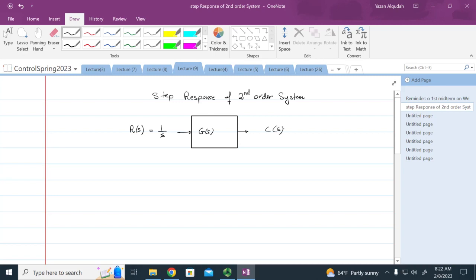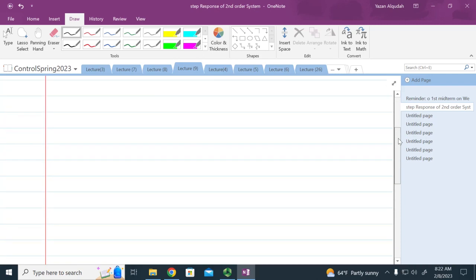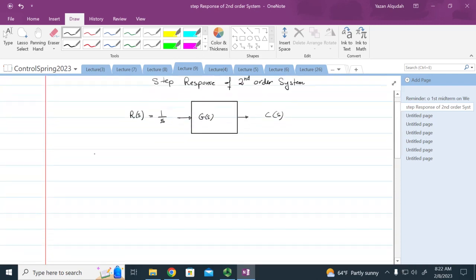Since zeta determines the location of the poles, when we look at the response of the system, we have to break it depending on the value of zeta. So we're going to look at different cases depending on the value of zeta and look at how the response looks like. Starting with the first case, when zeta is greater than 1, we call this overdamped.